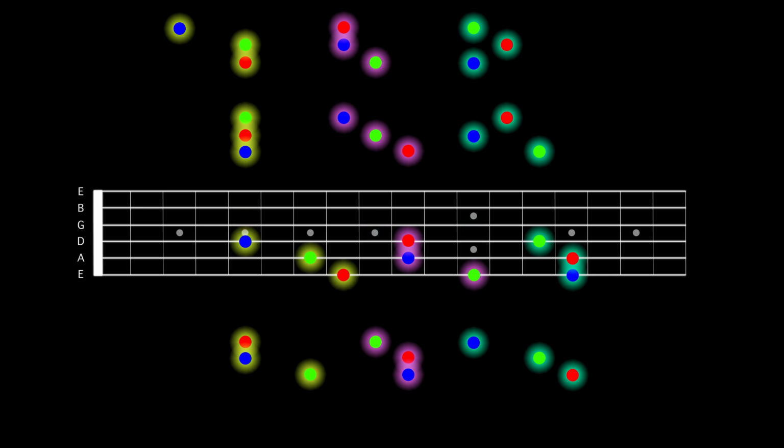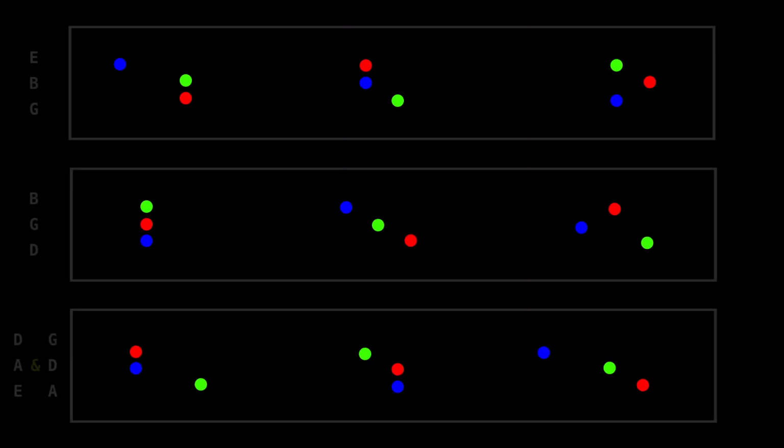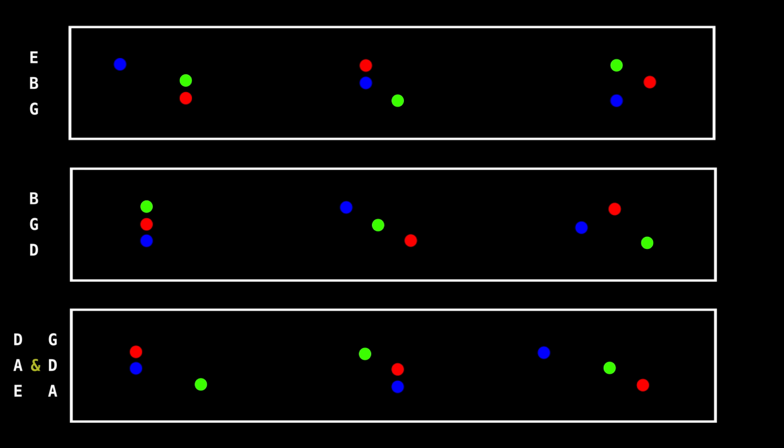You may have noticed that the last 2 string sets have the same set of triad shapes. That's because the interval between each of the top 4 strings is the same. So across the 4 string sets, there are just 9 possible major triad shapes. Here they are all together.